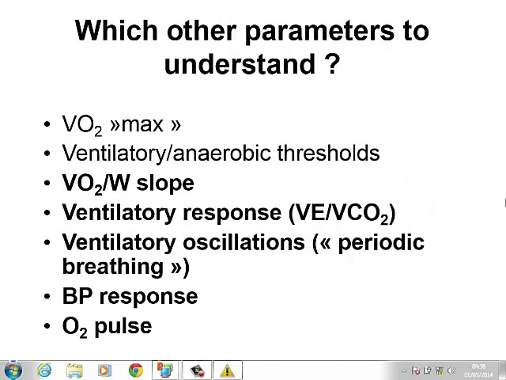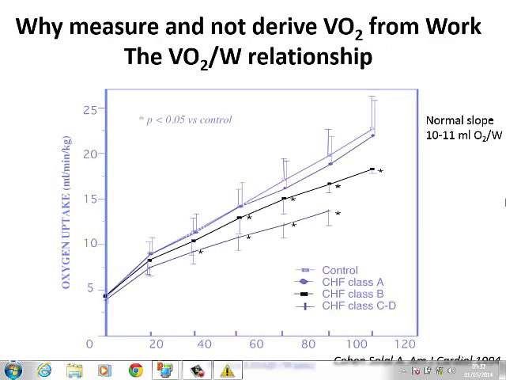So finally, what are the other parameters you have to know when you see a report of CPX besides VO2 max and ventilatory threshold? All these parameters are interesting. For example, the oxygen uptake versus workload response. When you are a normal subject, you increase oxygen uptake by 10 ml of VO2 per watt. That's to say, if you exercise at 100 watts, you have to increase VO2 by 1,000, okay? And the slope is here. Oops, sorry, it's here. And if you have heart failure, this slope is very much decreased.